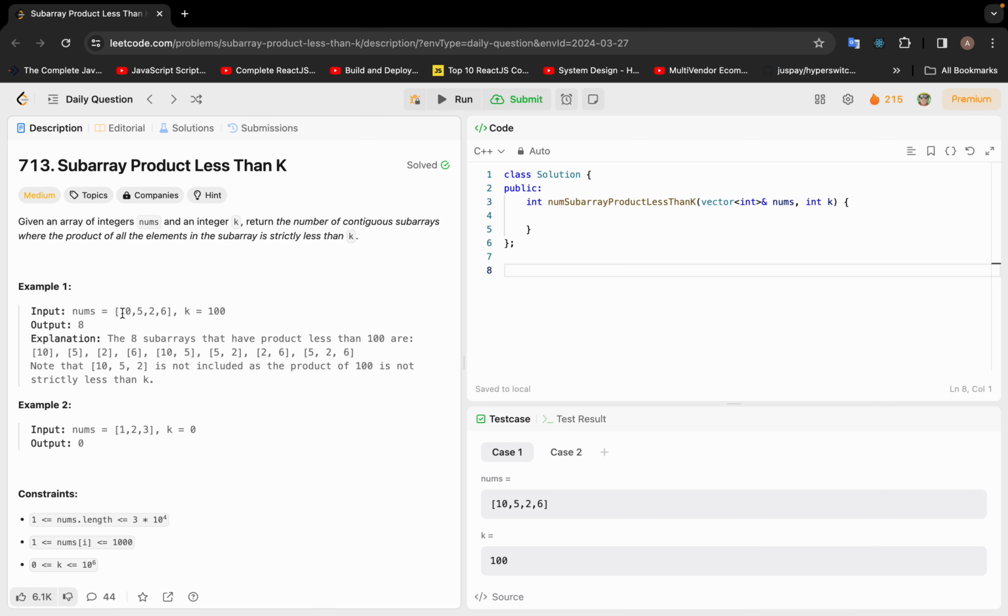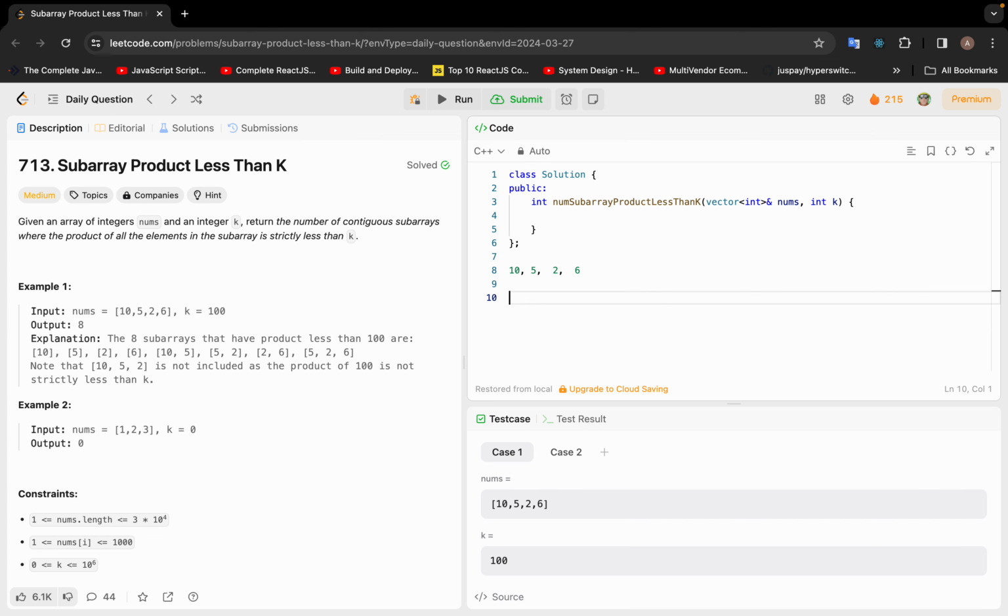So if you take an example, 10, 5, 2, 6 is given here. You need to find the number of subarrays. Then what will we do? We will start multiplying these numbers. Suppose this is 10, then now it becomes 50, which is still less than k, that is 100. K is given as 100. So now when we multiply 2 with it, it becomes 100, right? Which is equal to this k.